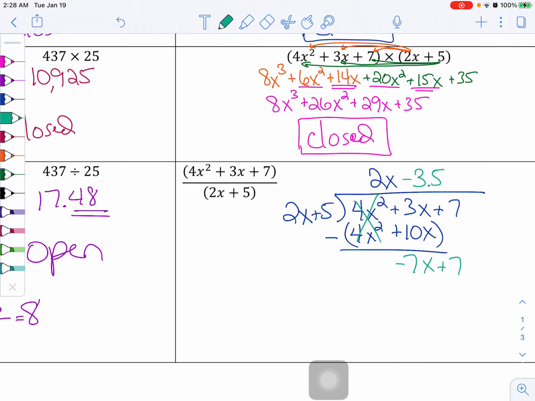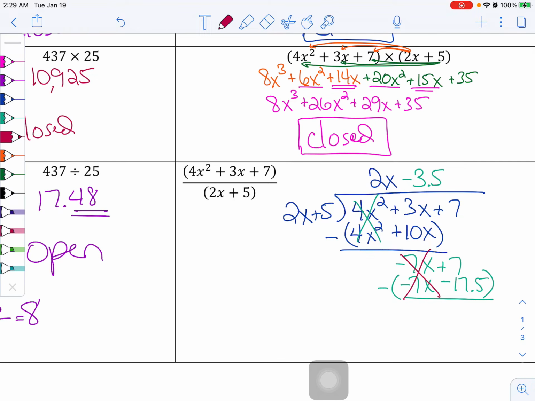So let's see. Negative 3.5 times 2. Let me double check that. Yep, that's negative 7. I did it right in my head. And then negative 3.5 times 5 is negative 17.5. Subtract that, and we're going to have then a remainder. Whoops, no remainder. Yeah, it is a remainder. I'm just doing the math in my head backwards.